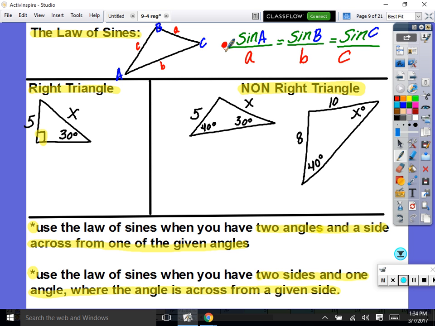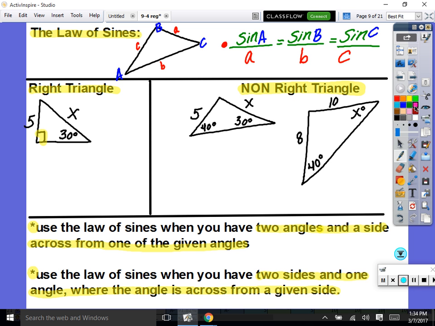You don't have to set up all three at the same time. We always only ever set up two of them, but basically what the law of sines says is the sine of an angle divided by the side across from that angle will be equal to the sine of another angle divided by the side across from it.